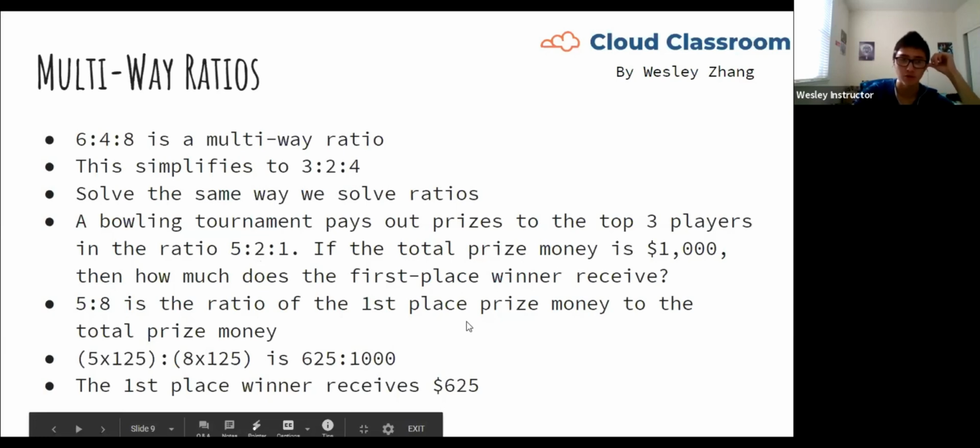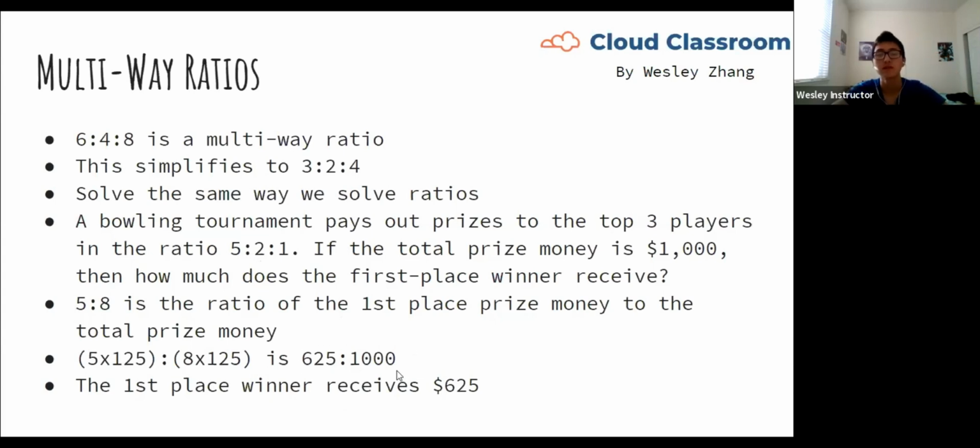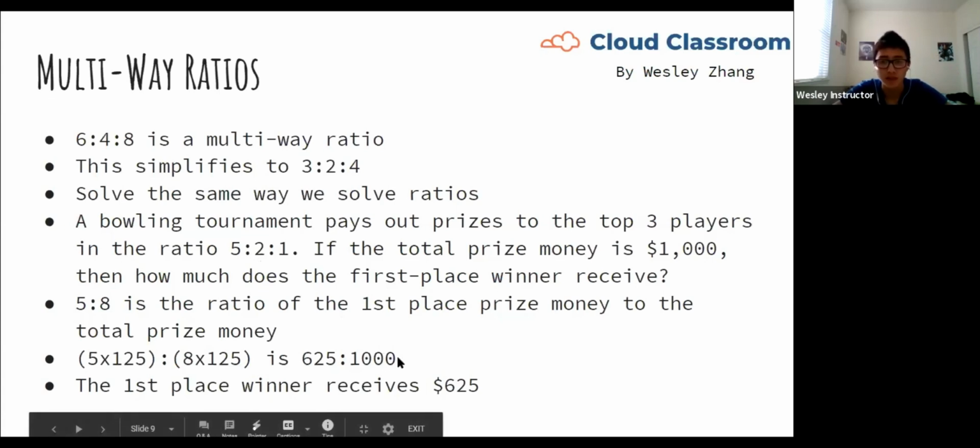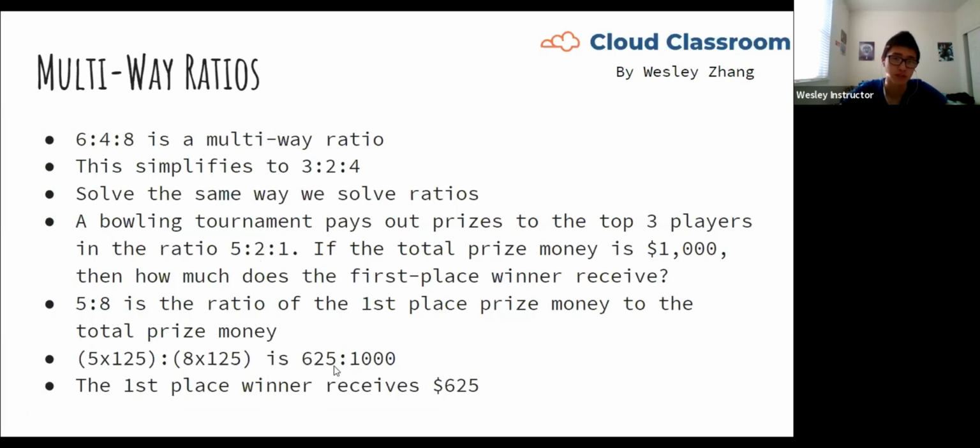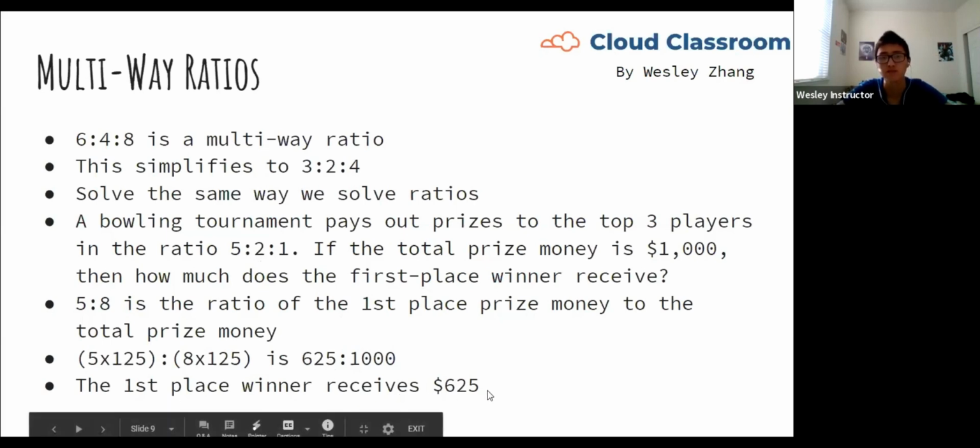So I multiply by 125. So here I multiply both numbers by 125, and then I get 625 to 1,000. And this ratio represents the actual numbers for the prize money. So $1,000 is the total prize money, and 625 is the actual prize money for the first place. So the first place winner receives $625.